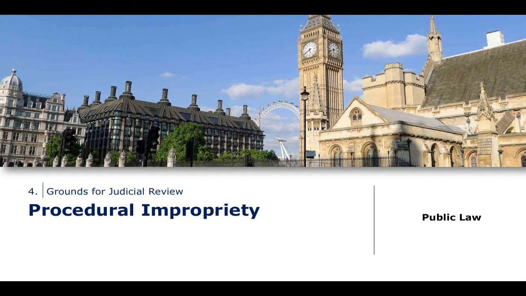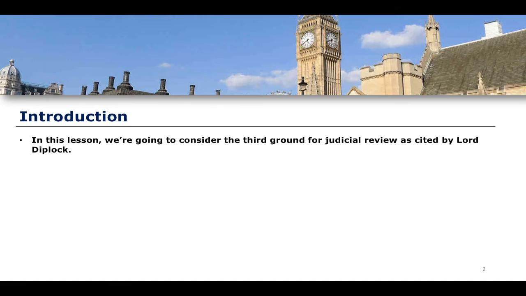We focused on this idea of irrationality. We talked about the concept of illegality, Wednesbury reasonableness. We talked a little bit about proportionality. This, like I said, is going to begin talking about the concept of procedural impropriety. This is considered to be the third ground for judicial review, which was cited by Lord Diplock. If you remember back to the case that we examined all the way at the beginning of this series of lessons on the concept of judicial review.